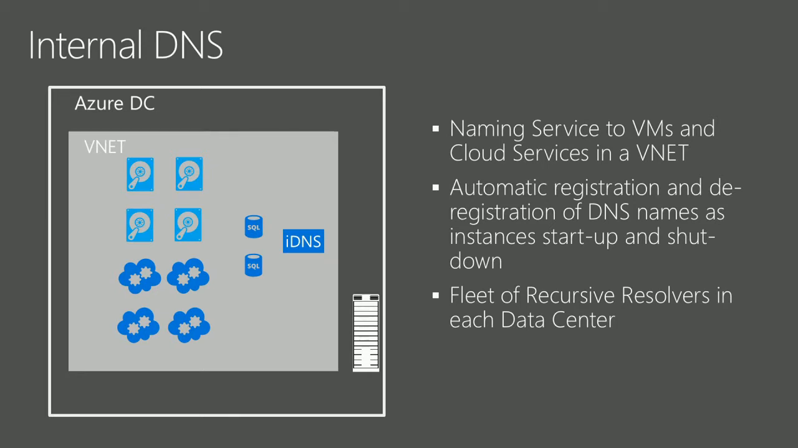We also have what you call an internal DNS service. So when you have a virtual network defined in Azure and you have compute instances, virtual machines, and cloud services that are all deployed, and they need to talk to each other, you need a domain name service for that as well. So we have this internal DNS service that provides that.